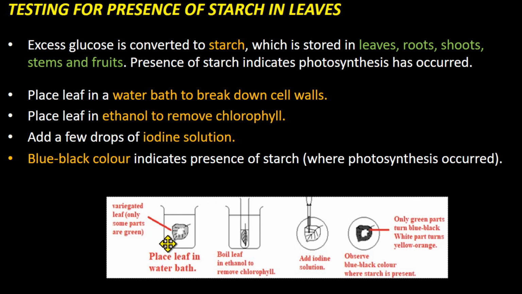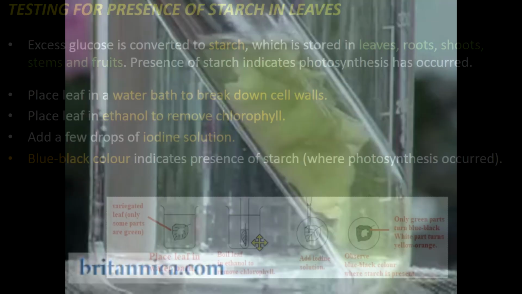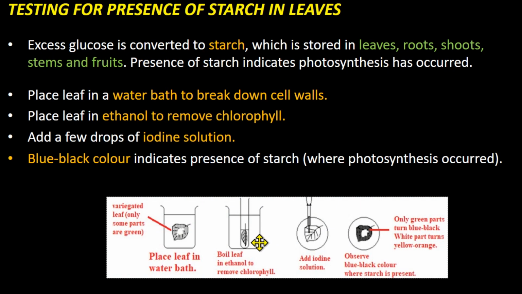And if you have a variegated leaf, remember only some parts of the leaf are green and contain chlorophyll, while other parts might appear white. Next, we can boil the leaf in ethanol to remove chlorophyll, and this would make color changes easier to see. So the leaf is going to appear a paler green or whitish color.